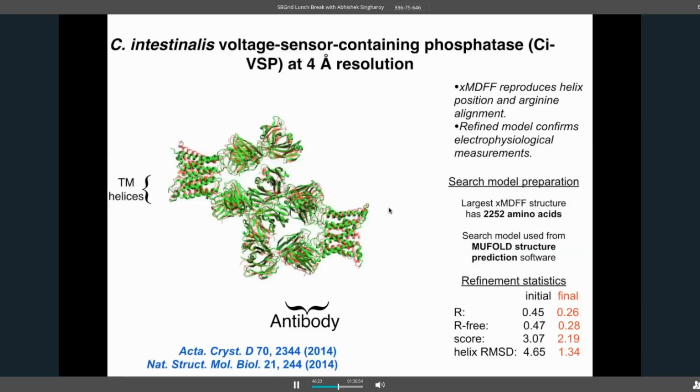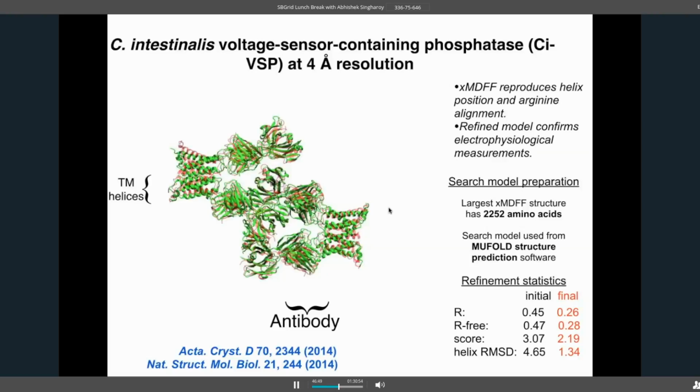So this is a refinement of a voltage sensor protein. This is in fact the biggest protein system that we have done using xMDFF. And what you will see is that we start out with a structure that is fairly deviated from what the final structure was. That also gives you an idea of the radius of convergence of xMDFF. So you can really start out with structures that are quite deviated from what the final structure is going to look like, and then xMDFF is going to give you the final structure.